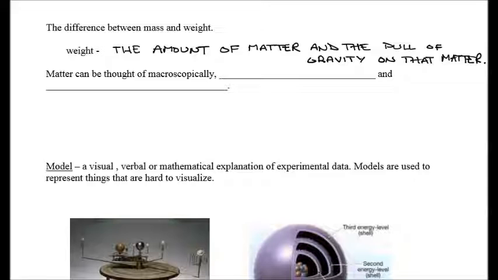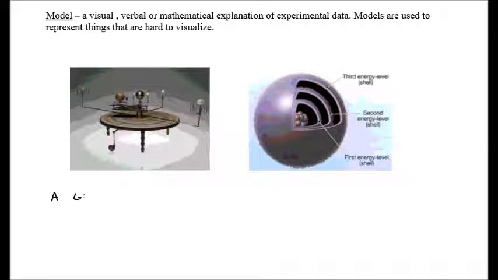Matter can be thought of macroscopically, so what we can see, microscopically, and submicroscopically, which would be atoms, molecules, protons, neutrons, electrons. So we use models to show a visual representation, or verbal, or mathematical, of experimental data that we collect. We use models to represent things that are hard to visualize. A graph is a model.